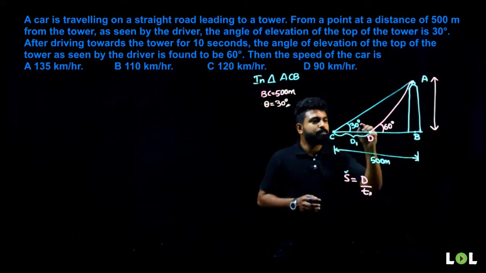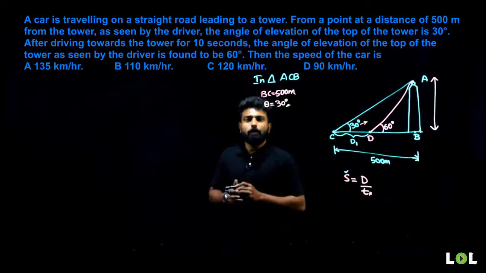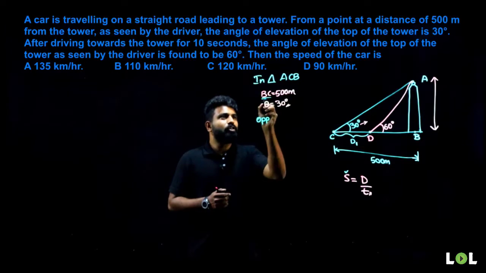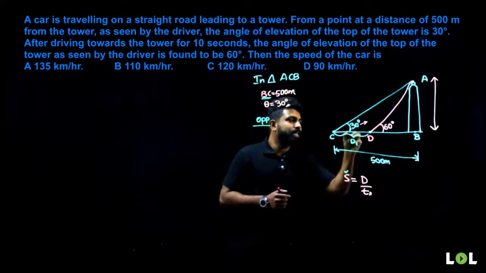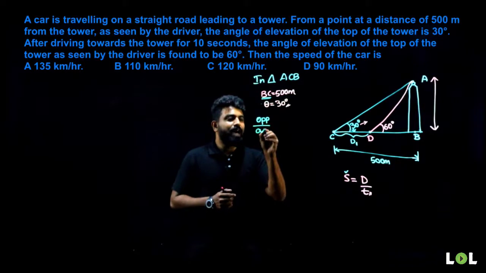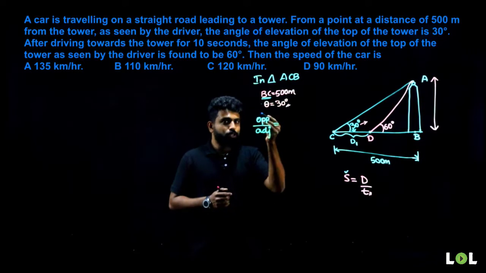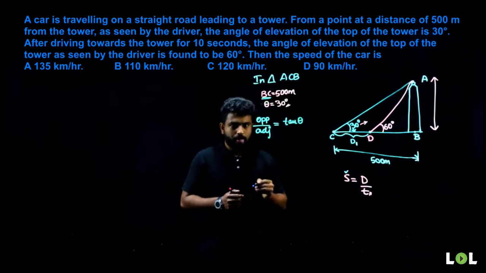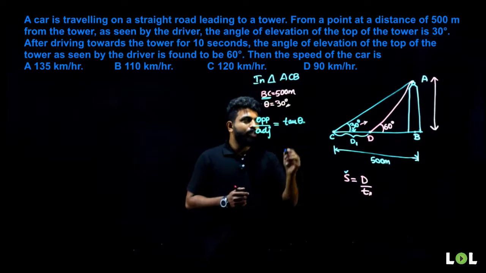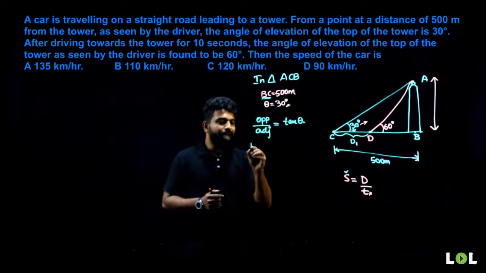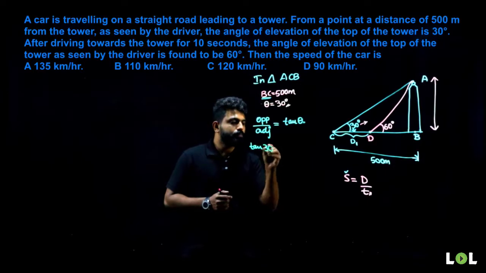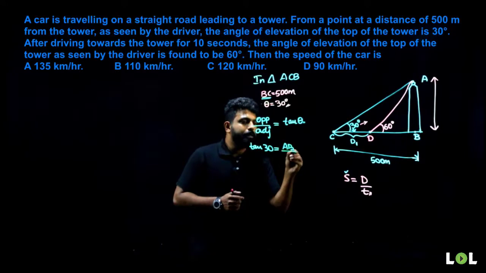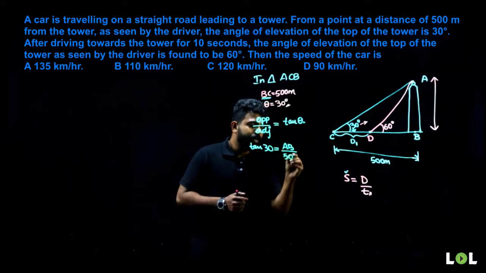What is AB with respect to 30 degrees? It is nothing but my opposite side here. So it is opposite. What is it that we know? We know the length of BC. What is BC with respect to 30 degrees? It is the adjacent side. So what is opposite by adjacent? Opposite by adjacent is nothing but tan theta. So what is the value of theta? We know that theta is 30 degrees. So tan 30 degrees will be equal to opposite, that is AB, divided by adjacent, that is 500 meters.